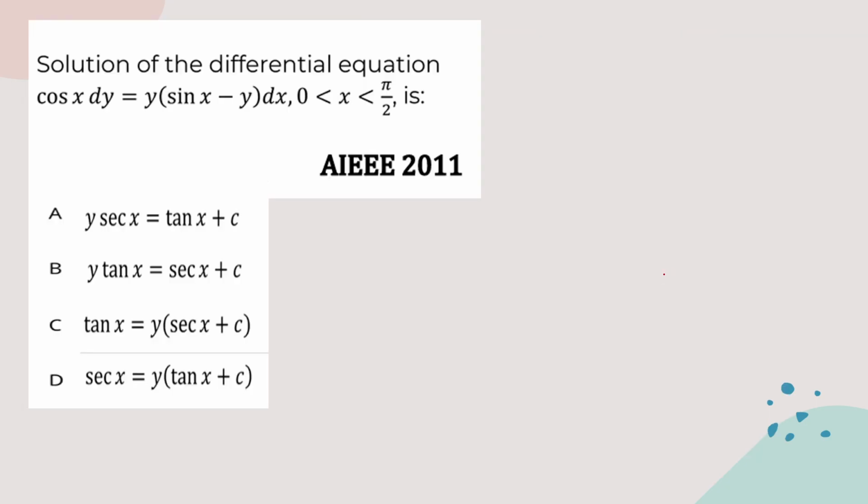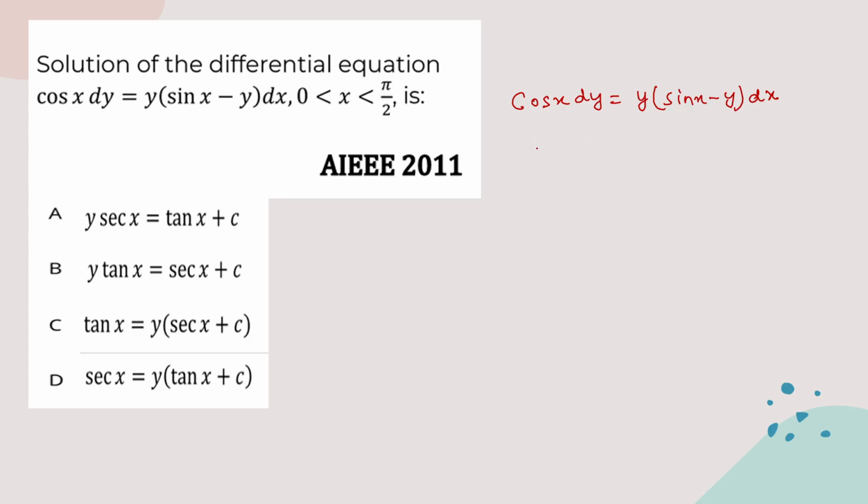Yes. So this has been asked in 2011. The question says the solution of the differential equation cos x dy is equal to y (sin x minus y) dx. First of all, we have to try to convert this equation into the dy by dx format. So let's say cos x dy is equal to y into (sin x minus y) into dx.